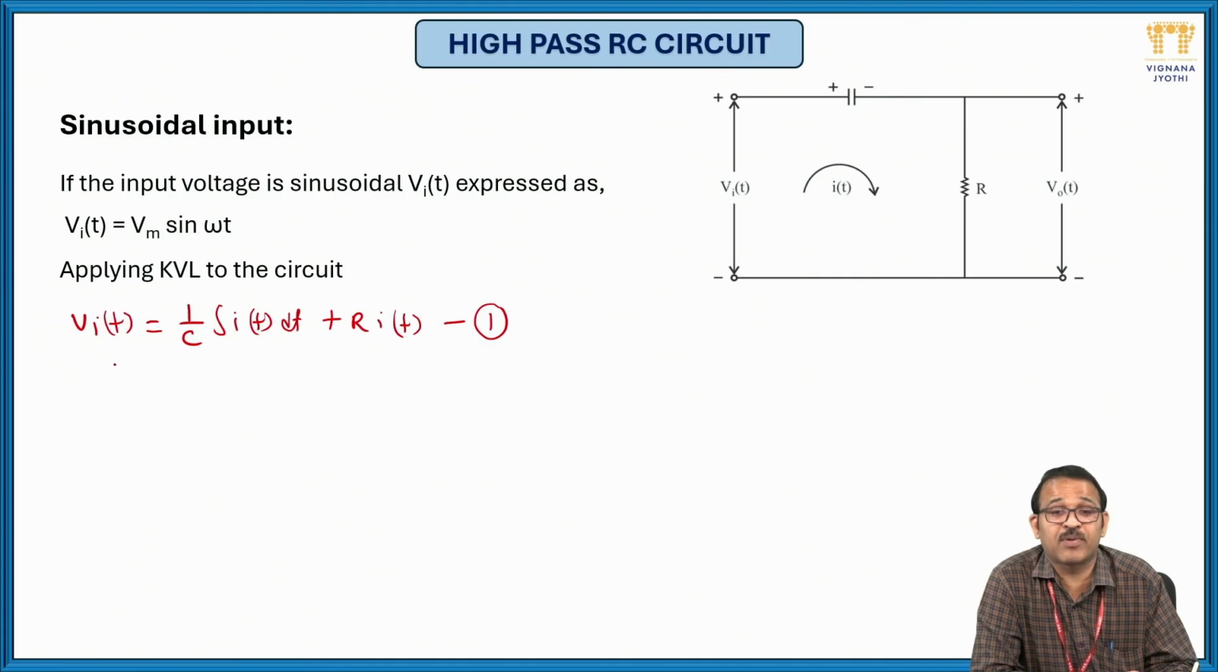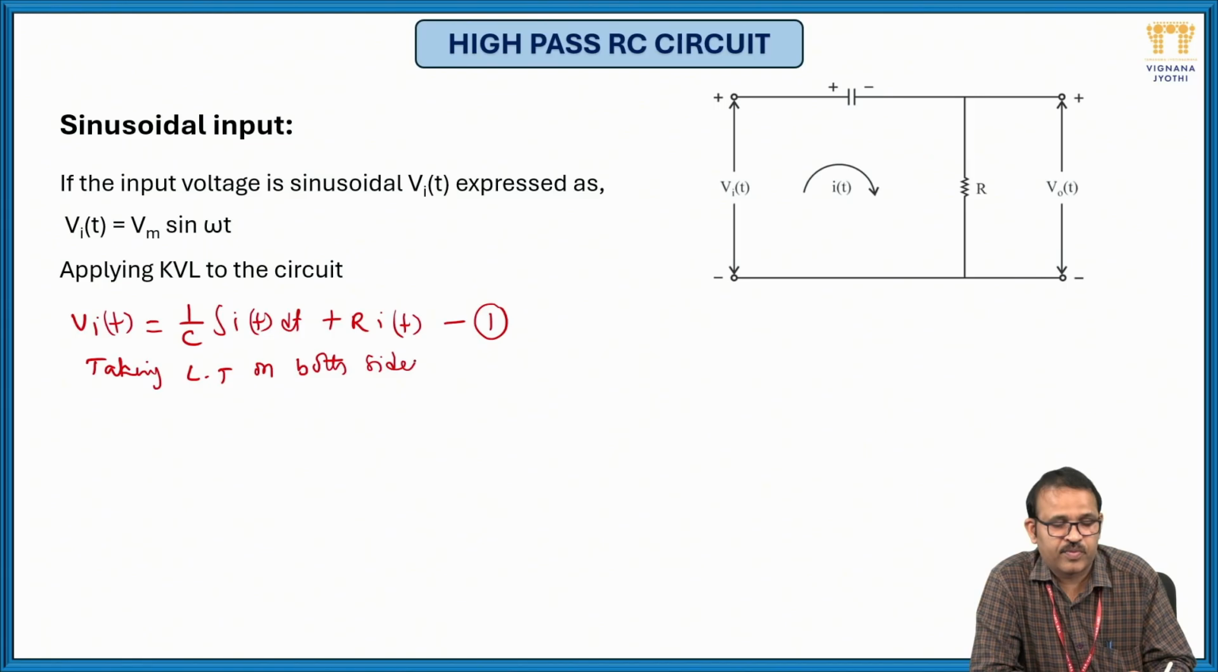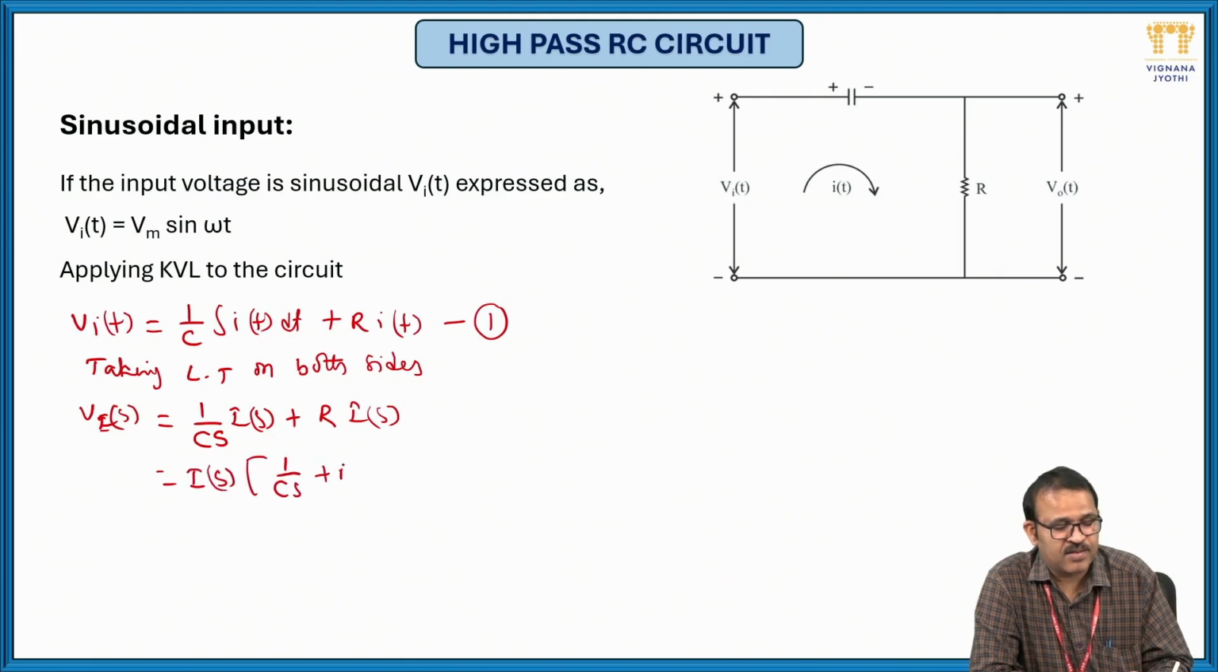Now taking the Laplace transform on both sides with zero initial conditions, the Laplace transform of Vi(t) is Vi(s), which is equal to 1 by C into the integral of i(t), whose Laplace transform is 1 by s into I(s), plus R into i(t), whose Laplace transform is I(s). Here I(s) is common, so 1 by Cs plus R.